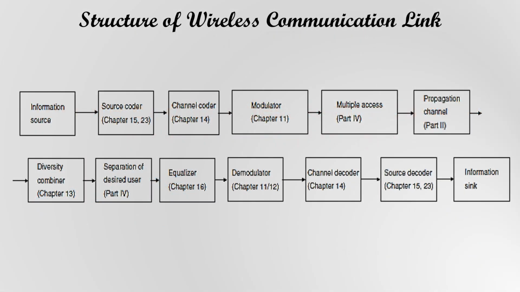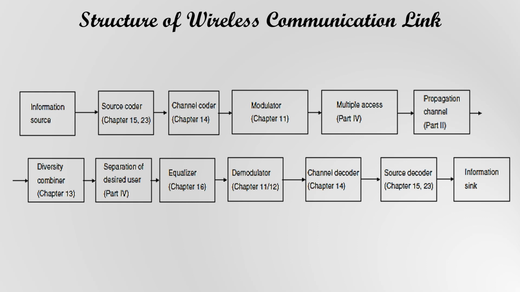So this is a very basic structure of a wireless communication link. As you could observe over here, the first and foremost block is the information source. In the information source, we generate the messages, and later certain processes have to be done on this generated message. So we have a source coder, followed by a channel coder, followed by a modulator, then a multiple access technique, and then it will be transmitted over a propagation channel.